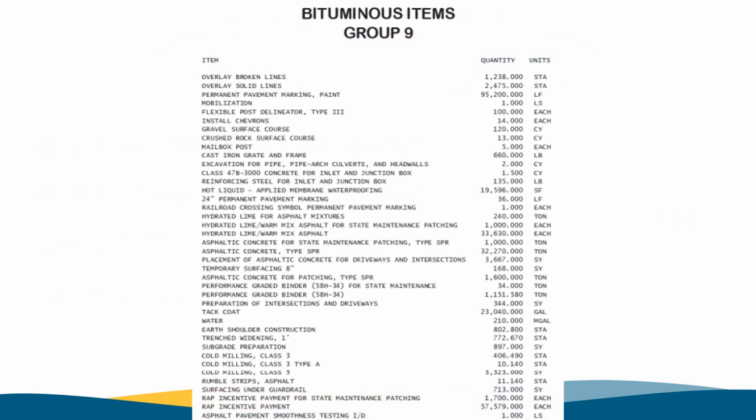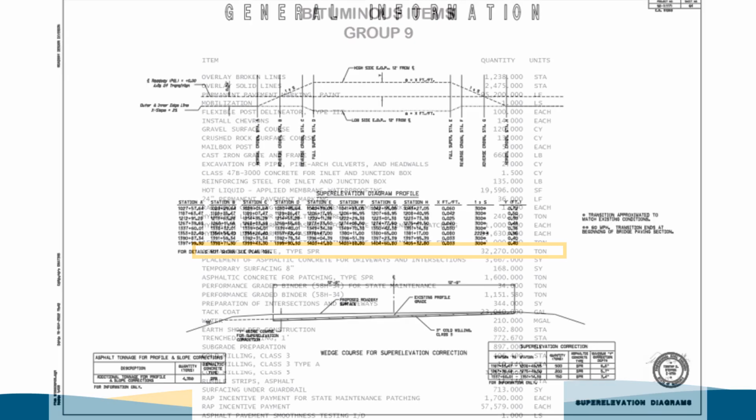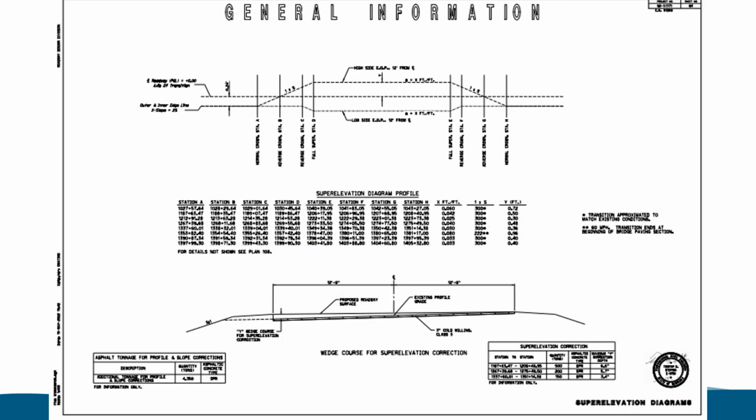Looking at the Group 9 item SPR, the planned quantity is 32,270 tons. Now let's look at another sheet in the plan set that is just past the typical sections sheet. It is called the General Information Sheet.